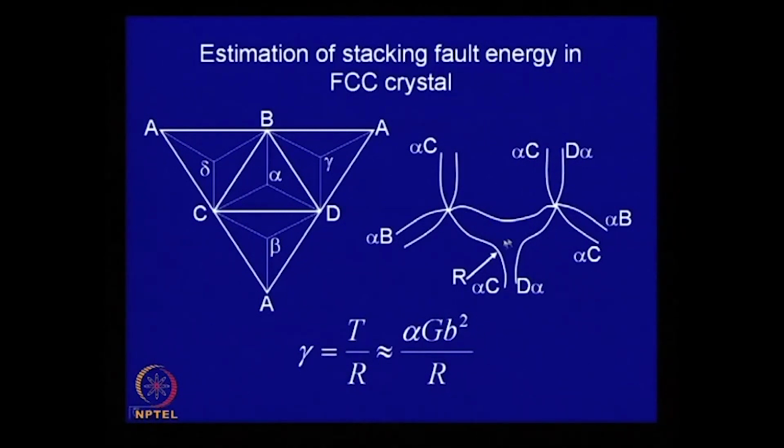So you have some situation like this, where the dislocation lines are curved, and if you can measure this radius of curvature, it is possible to calculate the stacking fault energy, which is shown over here. The stacking fault energy is equal to the line tension over R, where the line tension energy is given as alpha G b squared. In many cases, through transmission electron microscopic examination, it has been possible to estimate stacking fault energy.